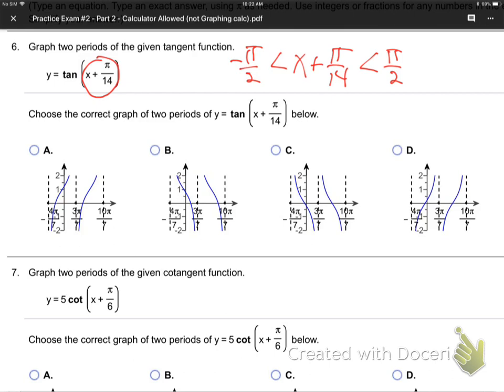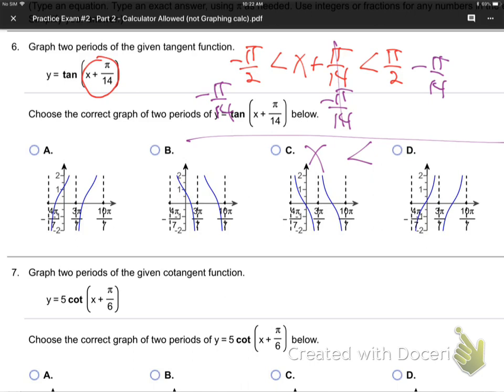So, all right, what do we do to solve for x there? X is saying I want to be alone. That's what X is always saying. He's a big loner. Subtract pi over 14. Subtract pi over 14 from all three parts. It's gone here, and X is alone.